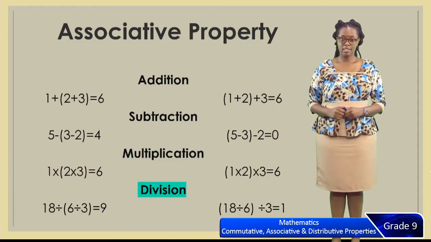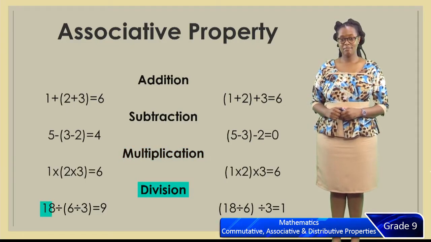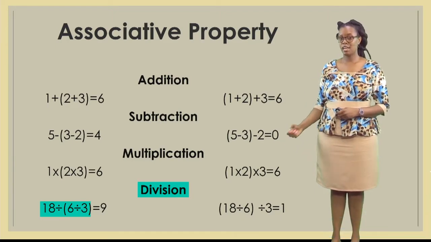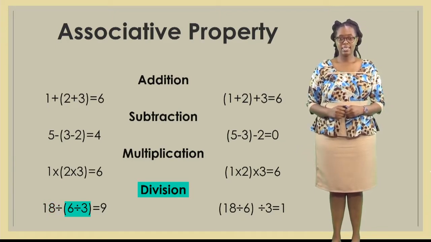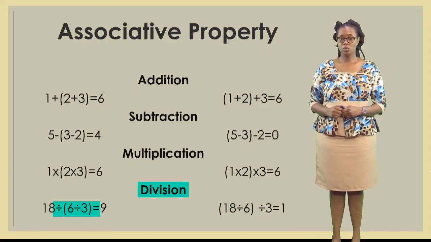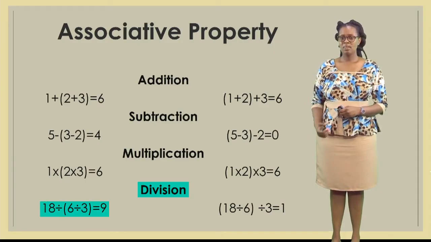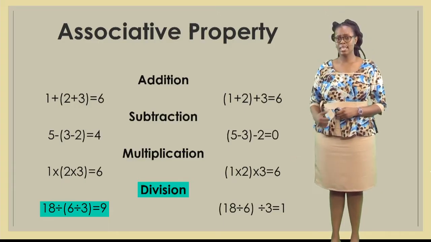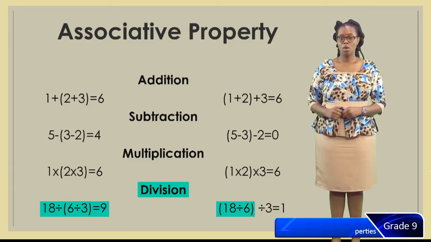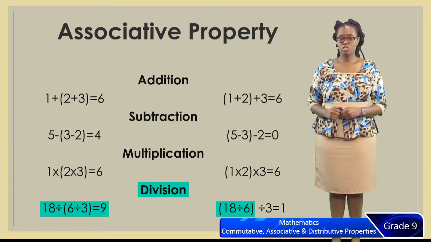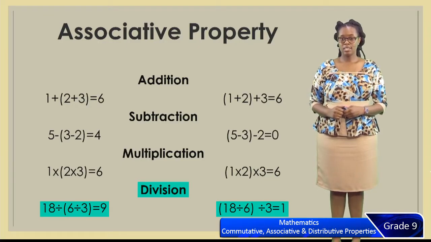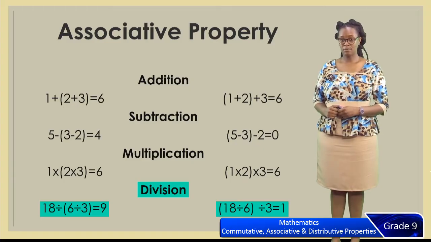For division, if we have 18 divided by 6 divided by 3 and the 6 and the 3 are grouped together in a bracket, then that answer when we worked it would be 9. But what if instead of grouping the 6 divided by 3, we now group the 18 divided by 6? When we work that, the answer would be 1. This is telling us that division is not associative.